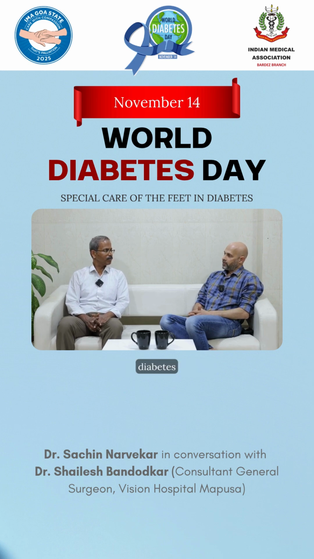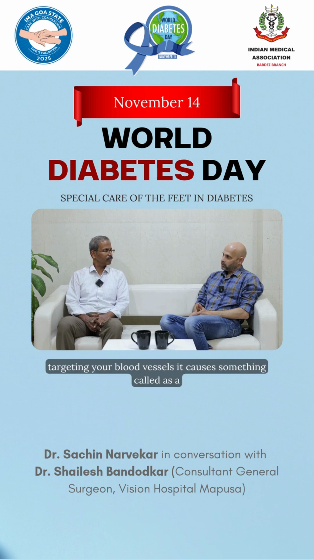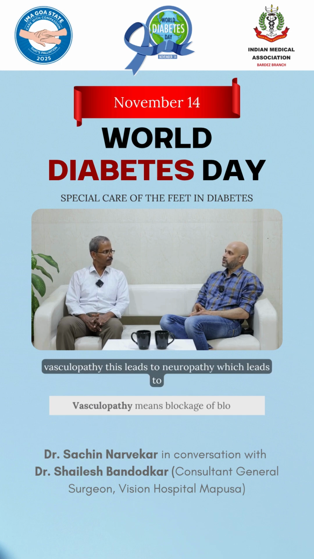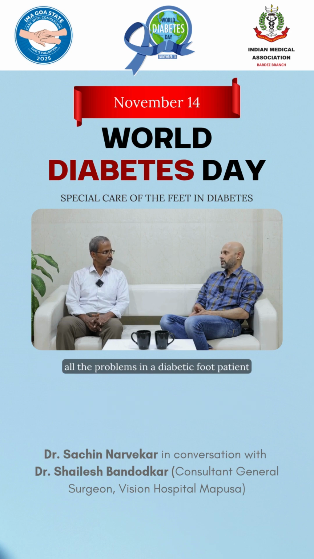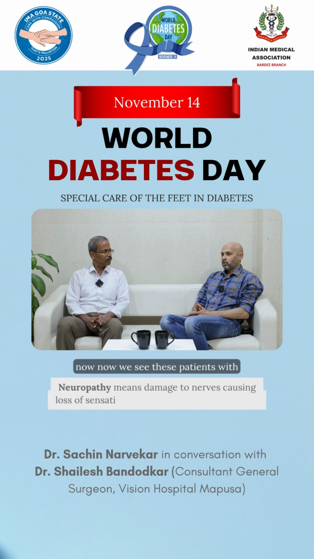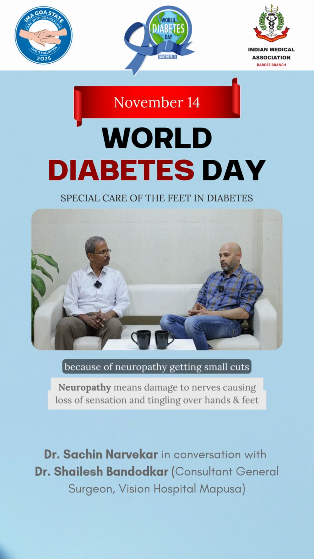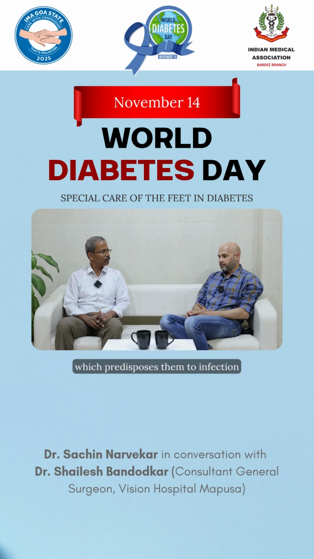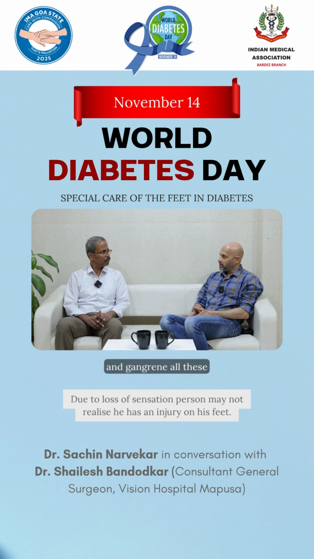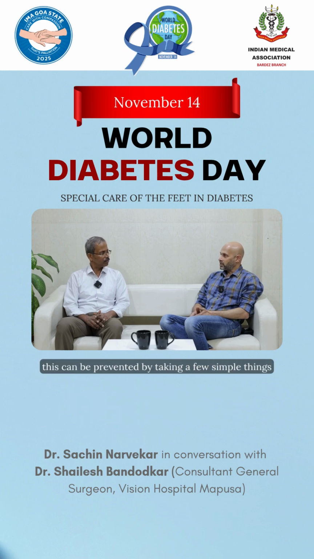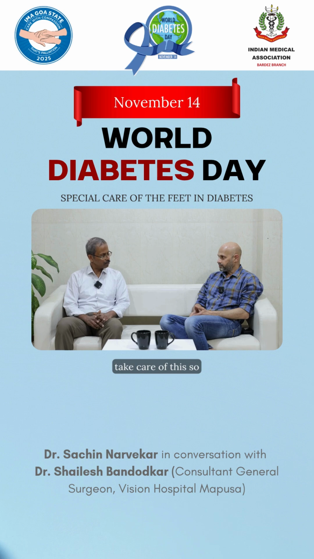So, doctor, diabetes basically targets your blood vessels. By targeting your blood vessels, it causes something called a vasculopathy. This leads to neuropathy, which leads to all the problems in a diabetic foot patient. Now we see these patients, because of neuropathy, getting small cuts, which predisposes them to infection. Infection leads to amputation and gangrene. All this can be prevented by taking a few simple steps to take care of this.